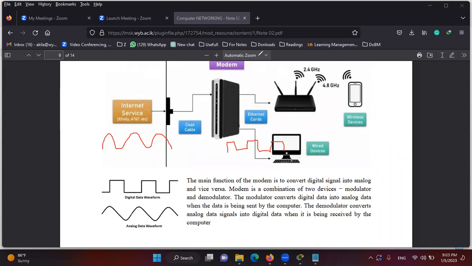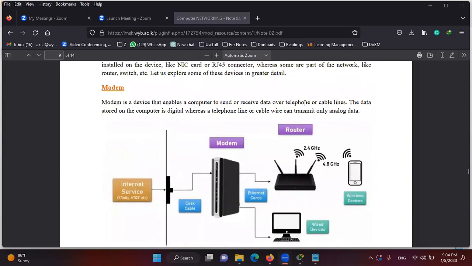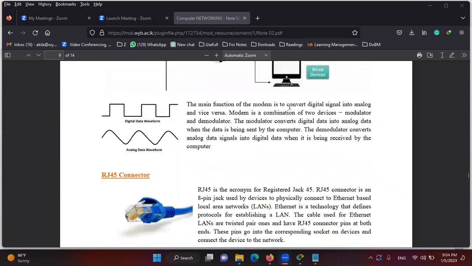So children, what a modem does is it converts digital signals into analog and analog signals into digital. And normally we use modems to get internet connections. Internet connection එකක් ගන්න තමයි modems පාවිච්චි වෙන්නේ. So this modem is to convert digital signals into analog and vice versa.